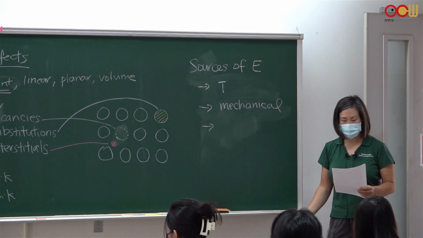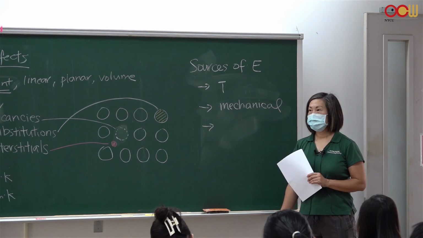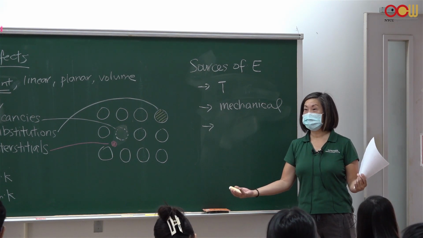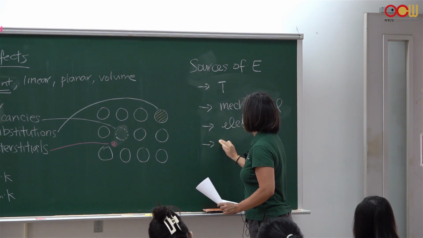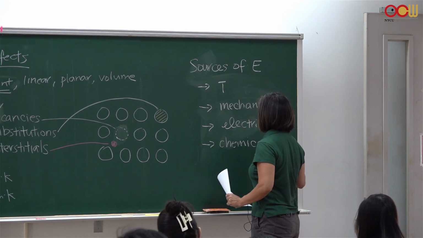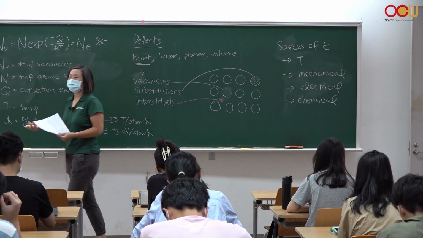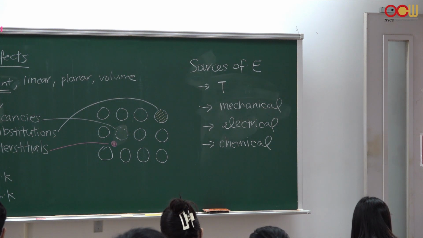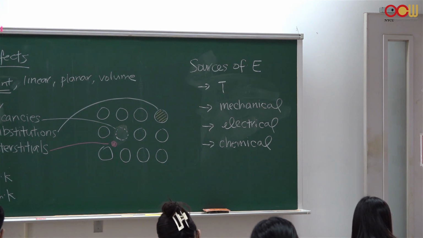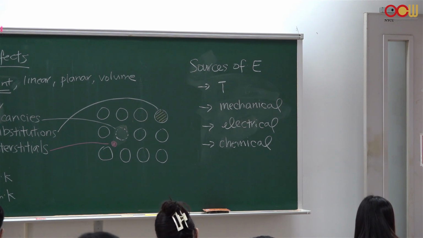Any other way to introduce energy into a system? If you run a current through it, you're adding energy, so electrical. And then the last one is chemical. So these are all different sources of energy for any system, not just for materials. By using those, you could add different amounts of energy into your system and change the number of vacancies.